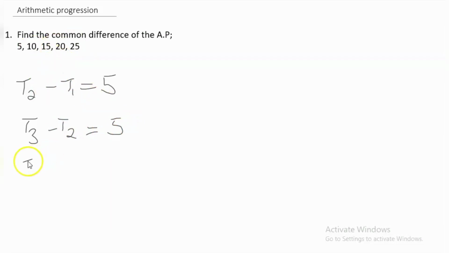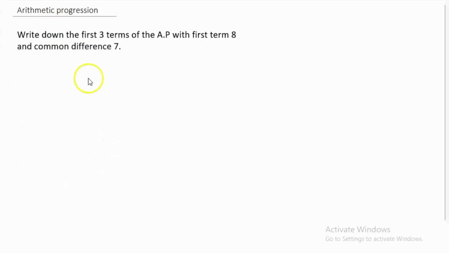But let's just try a third one, T4 minus T3. The fourth term is 1, 2, 3, 4, 20. The third term is 15. So 20 minus 15 is 5. Therefore, our common difference is 5. It's as simple as that. Let's go over to the next one.